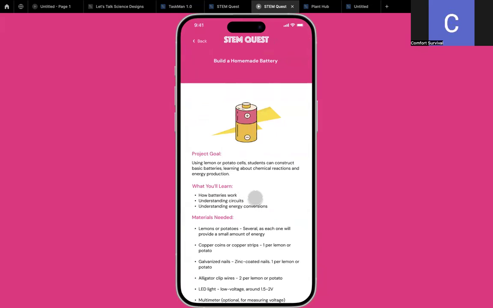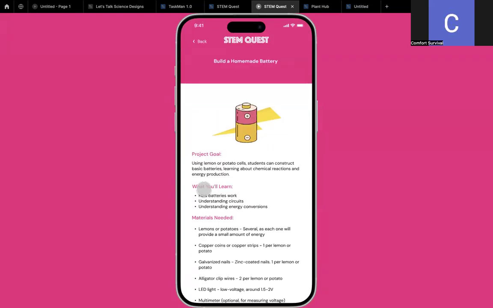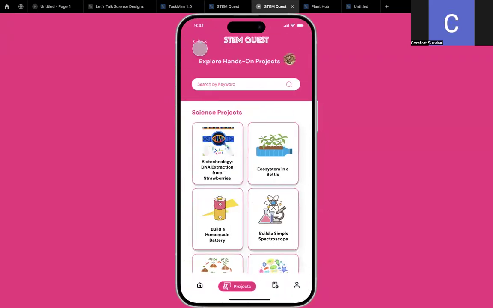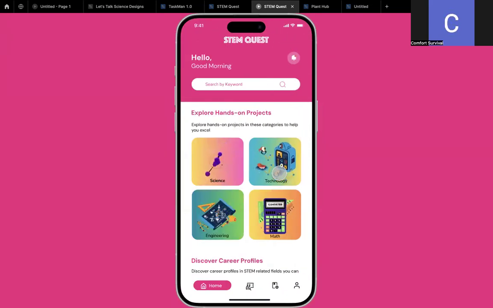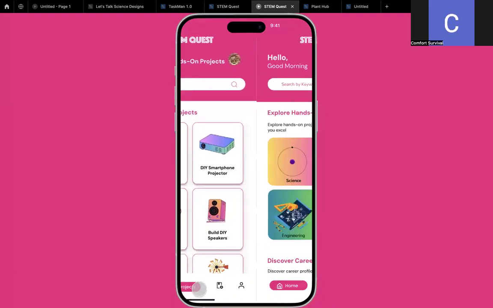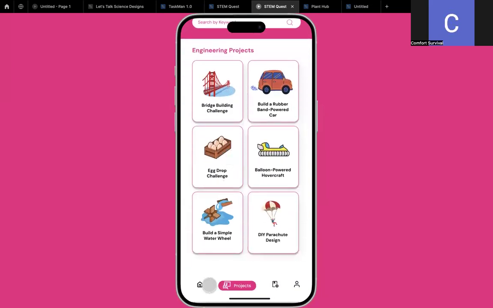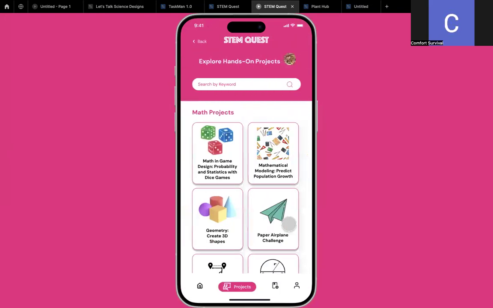Like this one, for example, build a homemade battery using lemons or potato cells. From this project, they will learn how batteries work, understand circuits, and understand energy conversions. And we've also listed the materials needed as well. So similarly, we have the same for technology projects. There's a bunch of them. We have the same for engineering projects, and also the same for math projects.